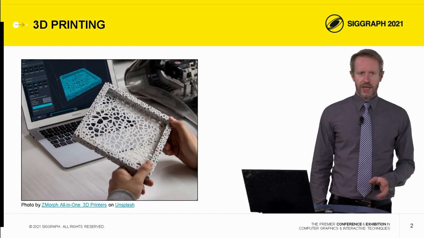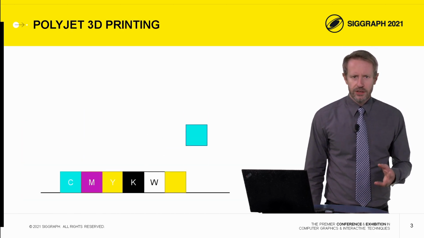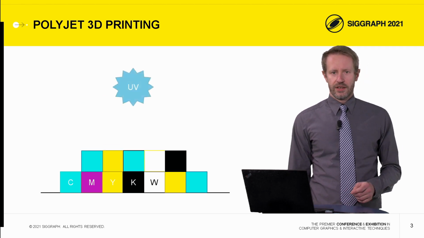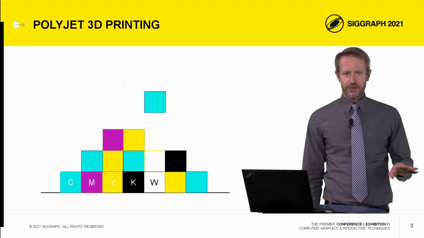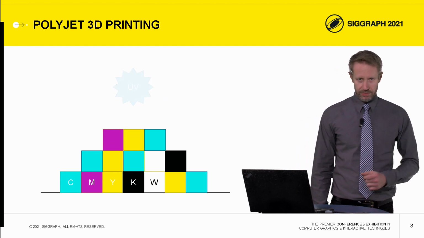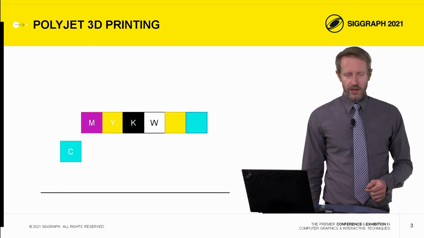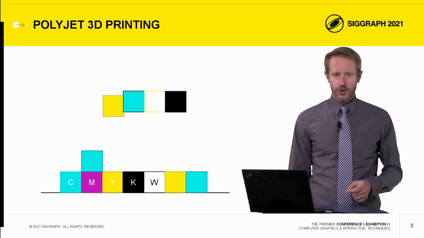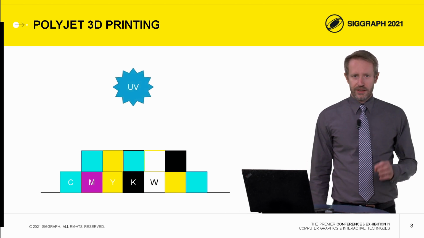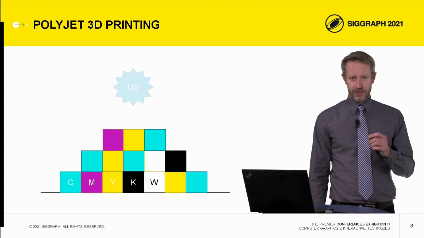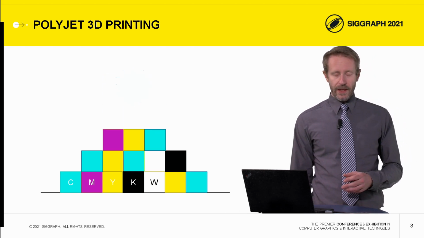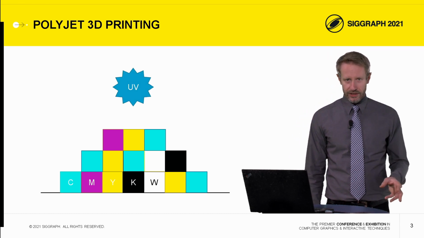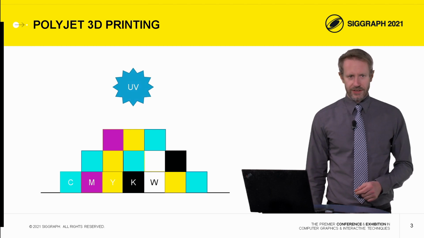PolyJet printing works akin to how your inkjet printer at home produces images. Tiny drops are deposited on the building surface and immediately hardened by applying ultraviolet light. Repeating this process along the z-axis then produces volumes that are made from tiny voxels of different materials. There are many materials available that differ either in their mechanical or in their optical properties.